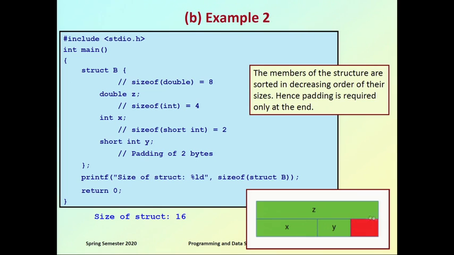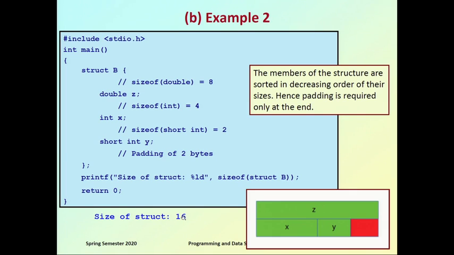Because there are no more member variables, the rest will be padding. So, this will be 8 minus (4 plus 2), that is 2 bytes. Now the size of this structure is 8 plus 8, that means 16. So, if I give the size of struct, it is 16.